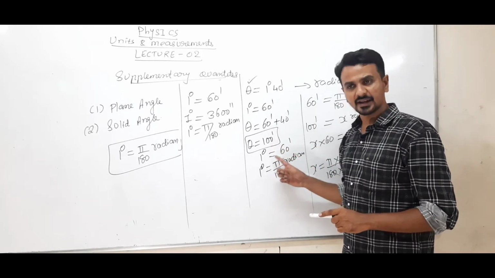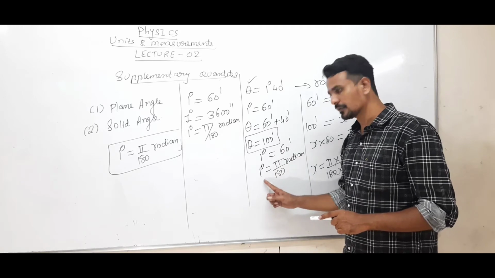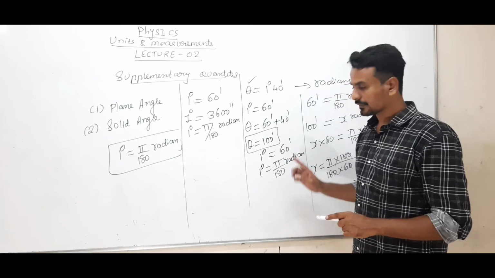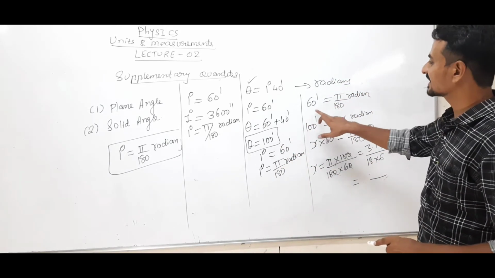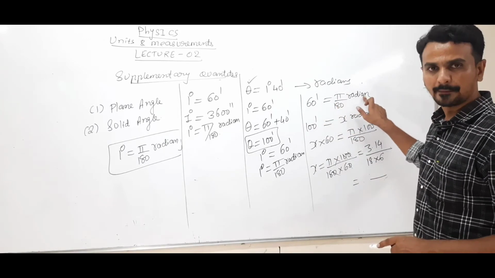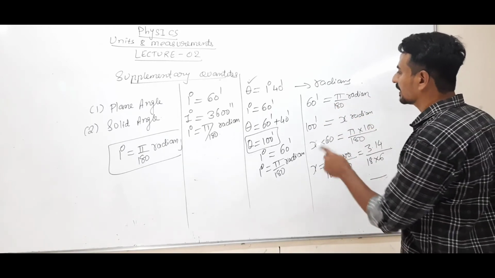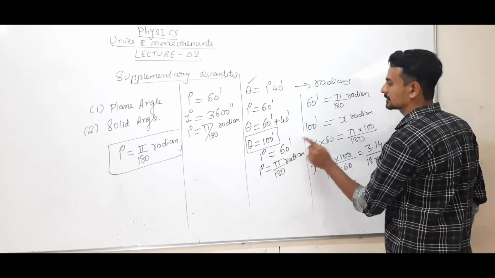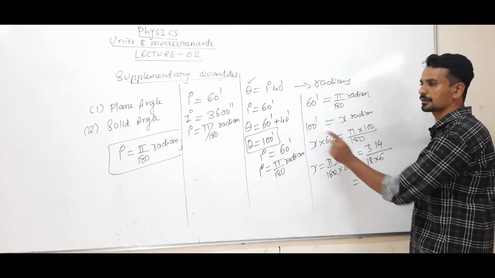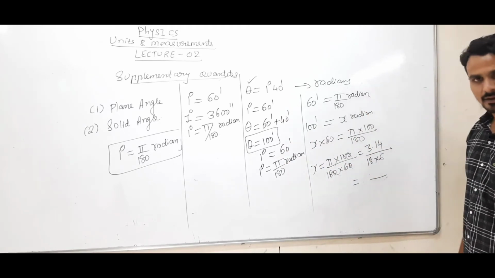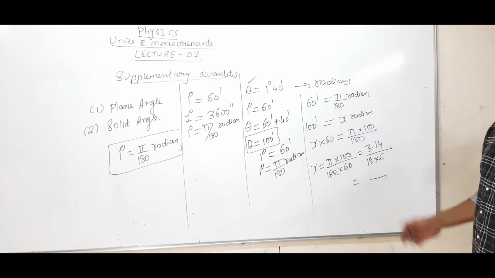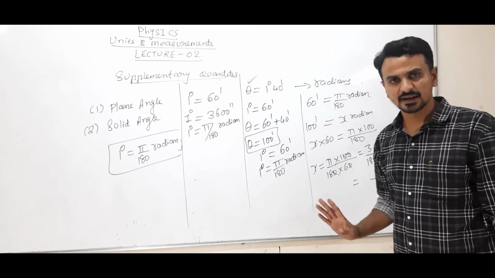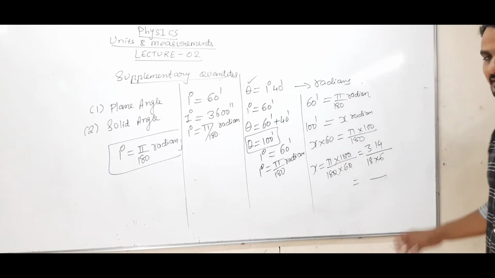Now we know that 1 degree is 60 minutes. Also 1 degree is pi by 180 radian. So we will have 60 minutes equal to pi by 180 radian. In our case we have 100 minutes. So 100 minutes means how many radian, cross multiply. So 3.14 divided by... what will be the answer? Let us find it out.